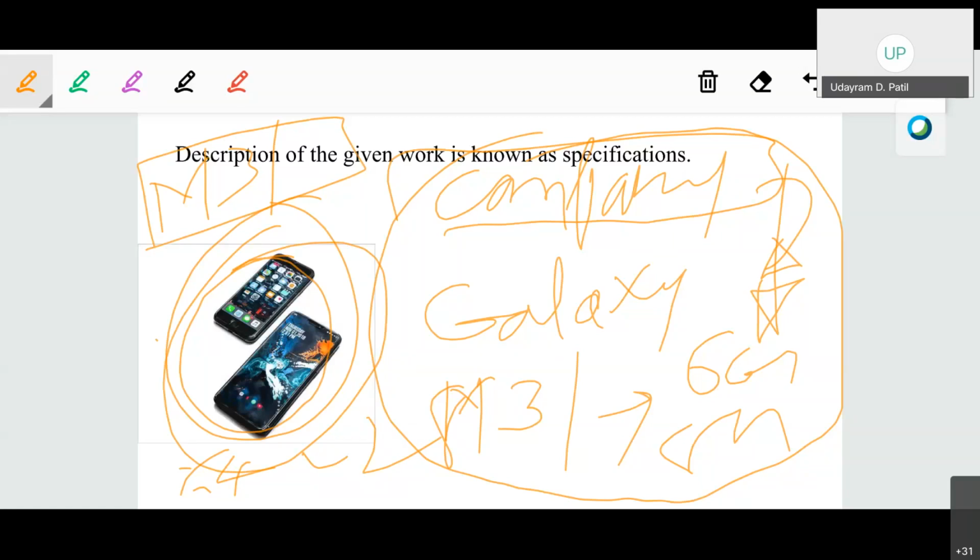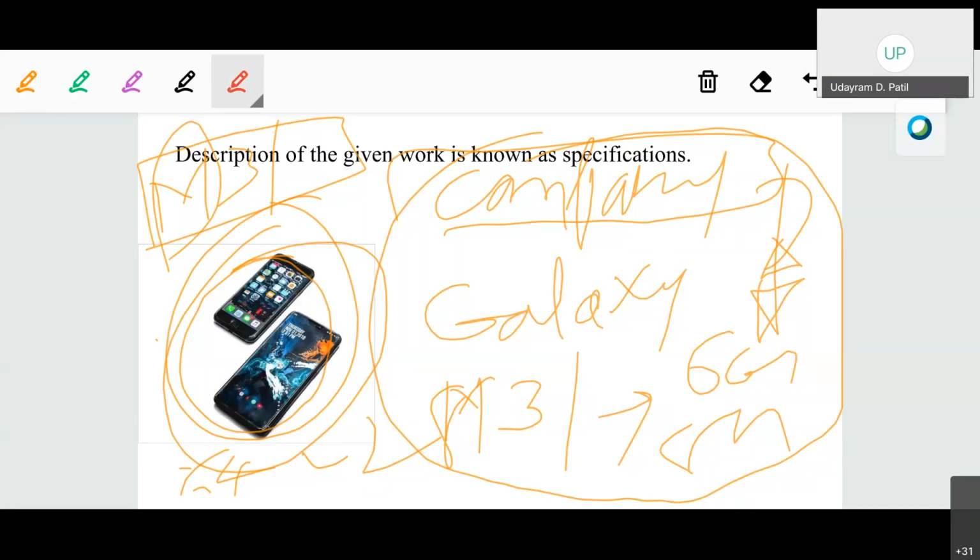There are numerous Samsung phones, or there are numerous M series phones. So to locate which mobile I'm using, I will need the other details of that particular item. That particular set of details is known as the specification.